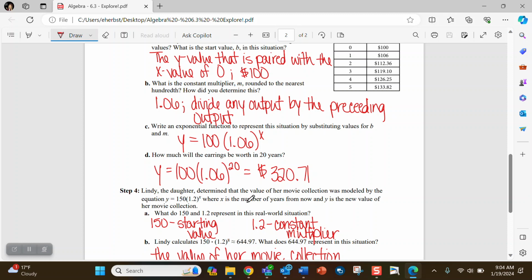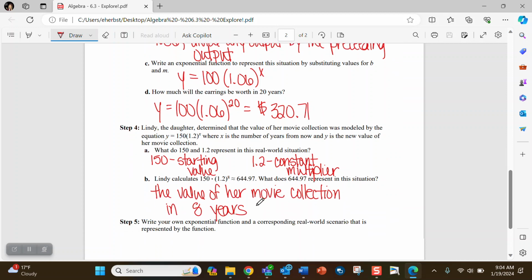And again, this dollar amount that the earrings will be worth is a rounded answer. The calculator says $320.71, and then behind that is a 3. So the 3 keeps the 1 from rounding up.